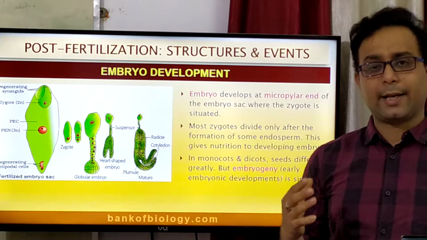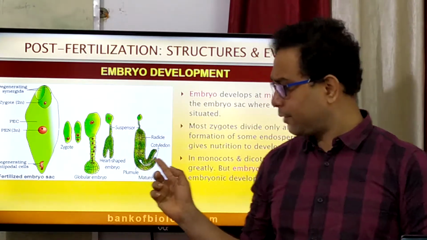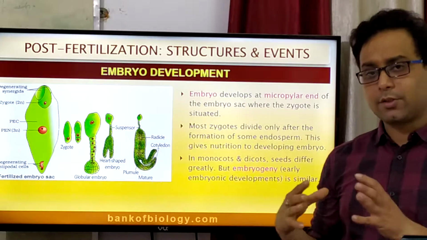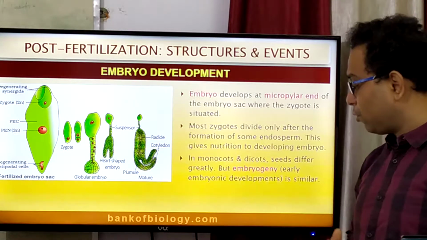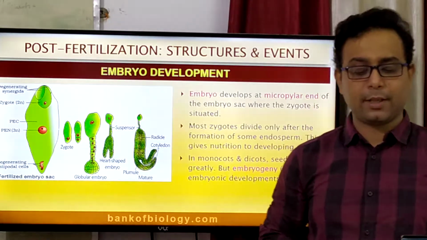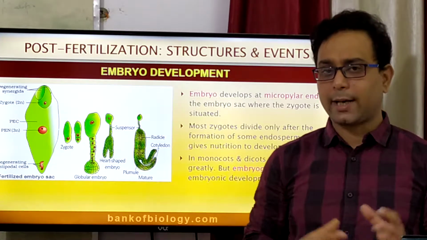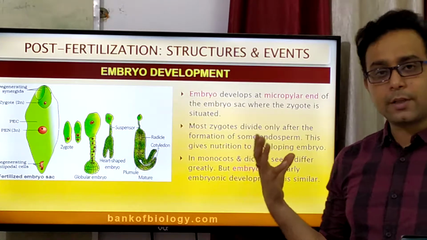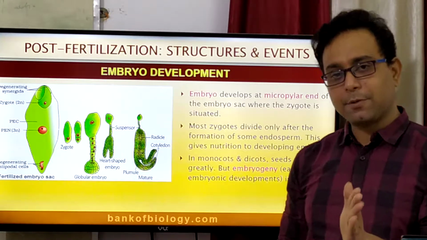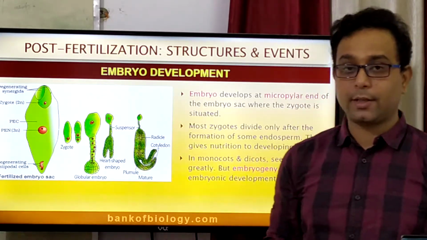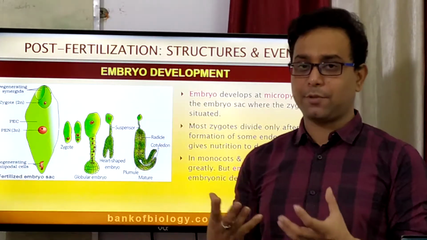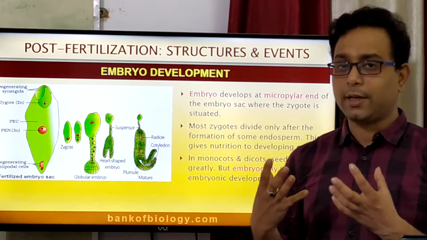In monocots and dicots, the most important events happen here. Monocot and dicot seeds differ greatly because their structures are so different. But in embryogeny, what is meant by embryogeny? Early embryonic development is very similar in monocots and dicots. It is a very important aspect in the evolution process because we already know the recapitulation theory from the evolution chapter, where we discuss that every living organism can recapitulate its ancestors in the embryonic stage.